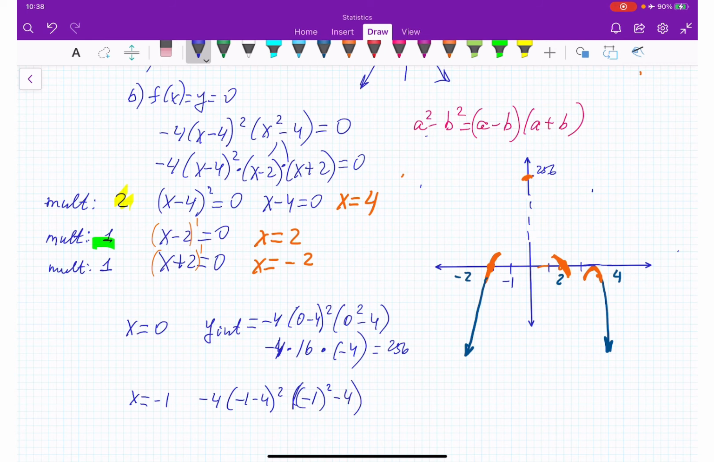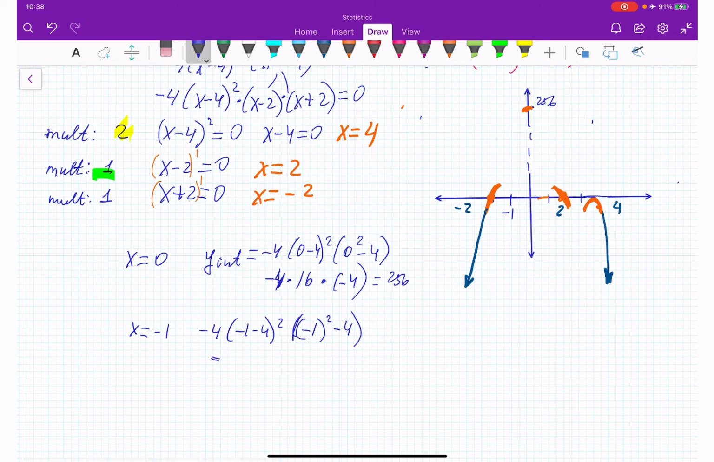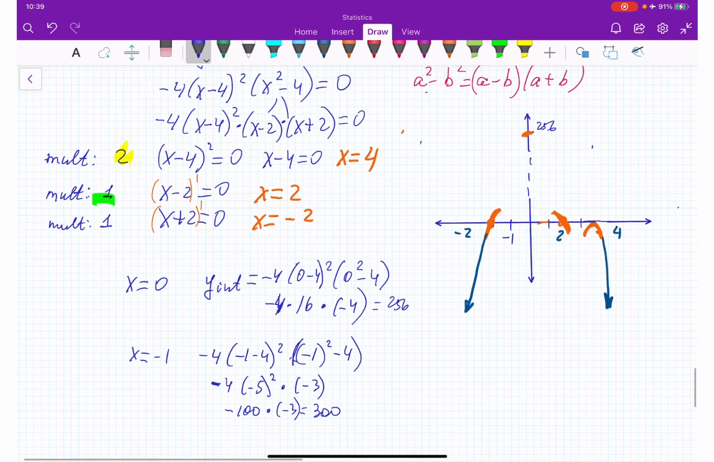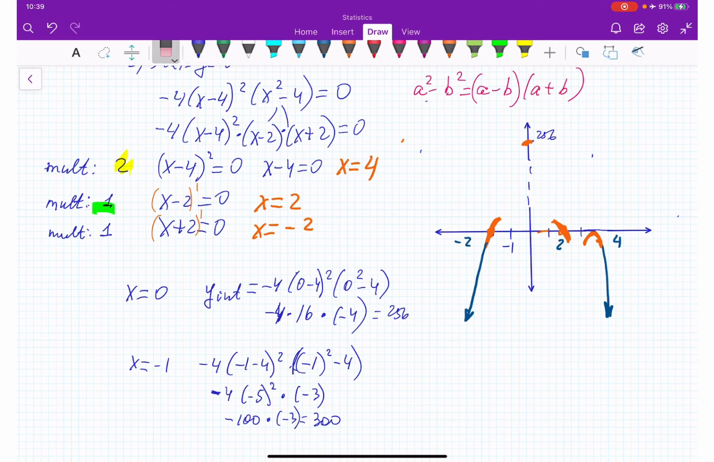So what do we get here? -4 times -5 squared, and then times (1 minus 4), since -1 squared is 1. 1 minus 4 is -3. So the result is -5 squared, 25. 25 times -4 is -100. And then times -3, it's going to be 300. So see, it was the right thing to do to check it, which means it is going to go up.